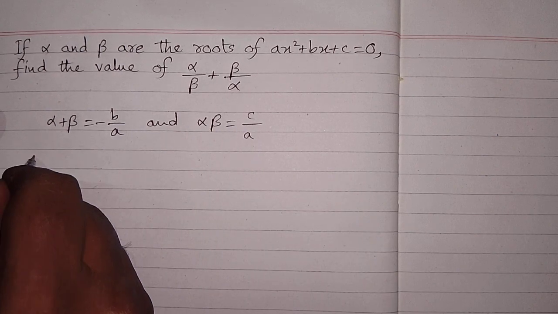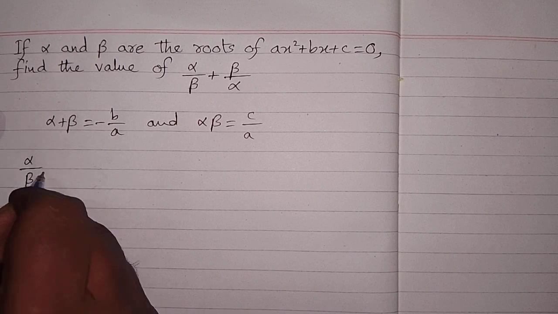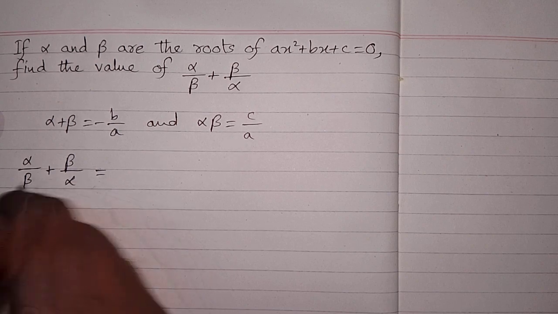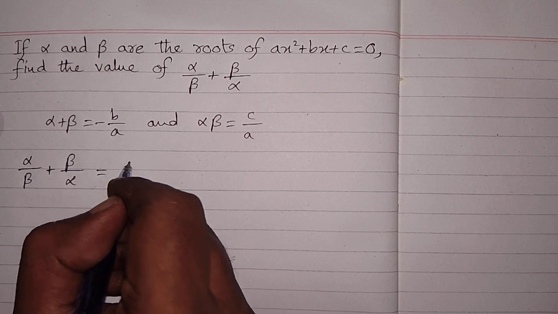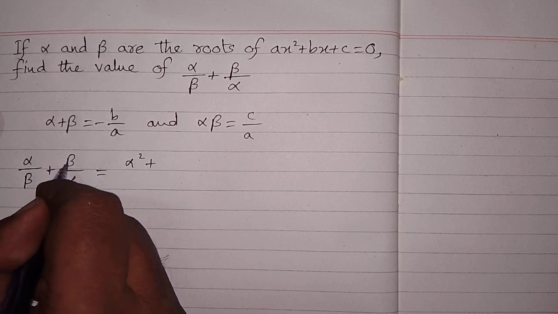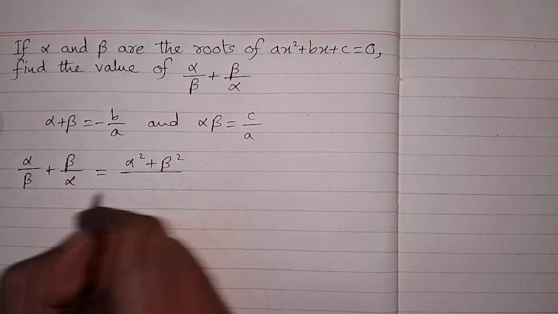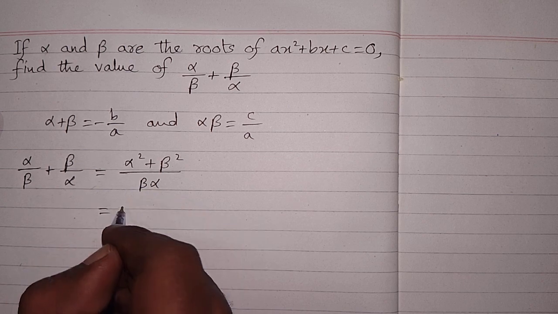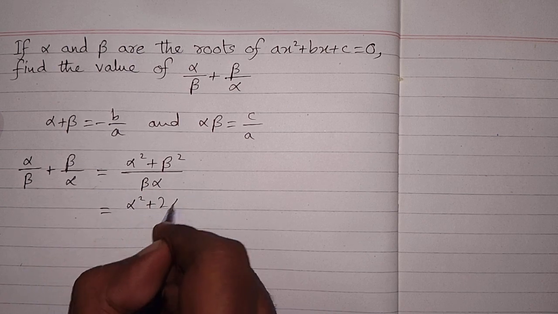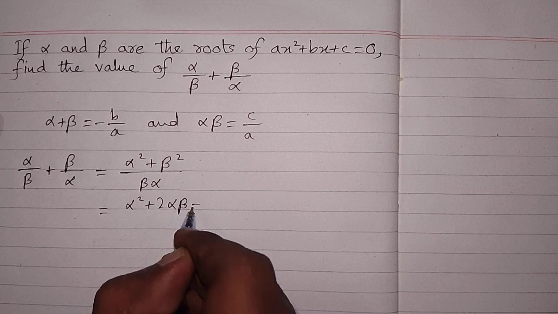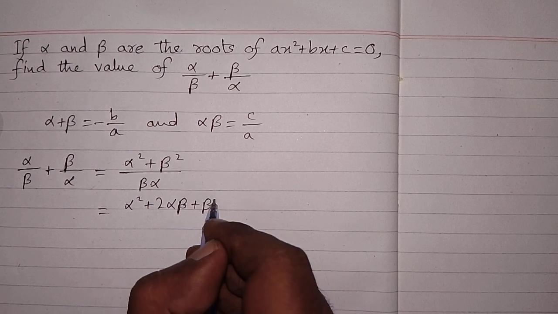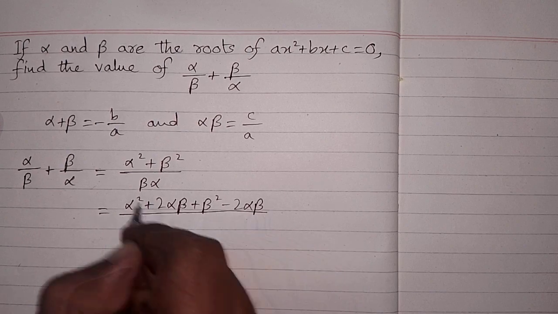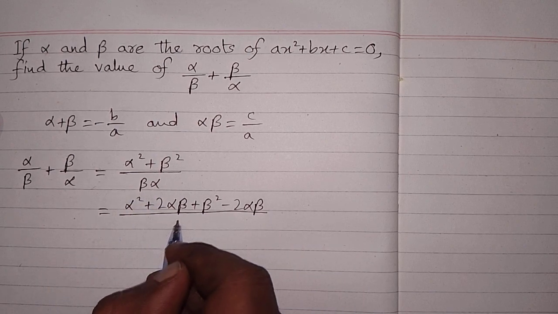Now we have to find the value of alpha upon beta plus beta upon alpha. Now we can multiply this alpha by this alpha, so we have alpha square, and beta multiplied by beta is beta square upon beta alpha. Now we can add and subtract 2 alpha beta in the numerator, so we have alpha square plus 2 alpha beta plus beta square minus 2 alpha beta, and by commutative law beta alpha can be written as alpha beta.